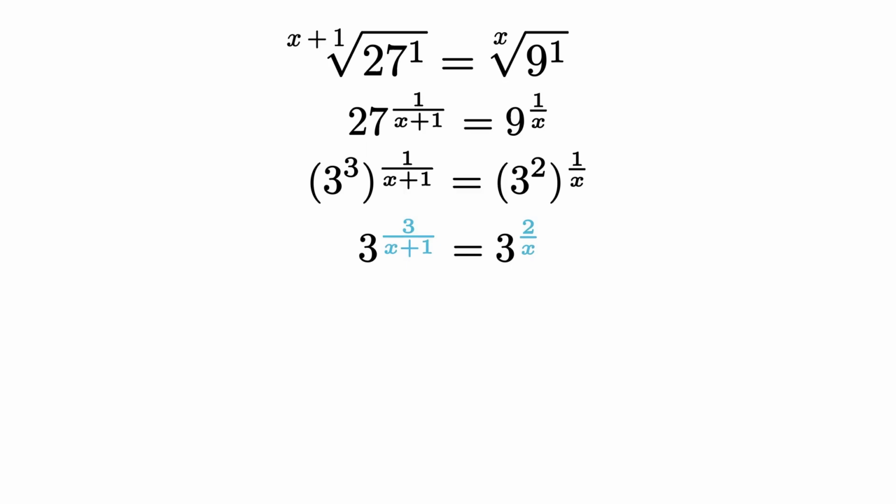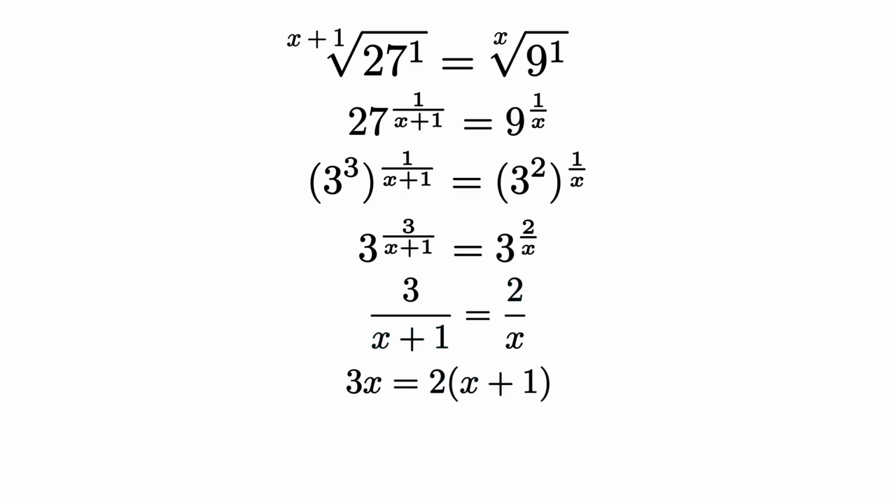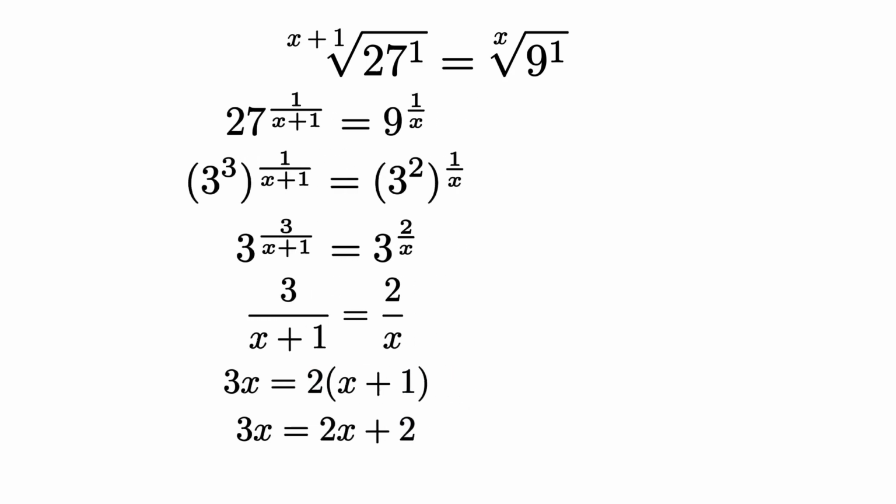Since the bases are equal to each other, we can isolate their powers to figure out what x is. So we're going to set 3 all over x plus 1 equal to 2 all over x, and then solve for x. To solve for x, we can cross multiply. We do 3 times x, which gives us 3x, and then x plus 1 times 2, which gives us 2 times x plus 1. Then we distribute the 2: 2 times x is 2x, and 2 times 1 is 2. That leaves us with 3x equal to 2x plus 2.